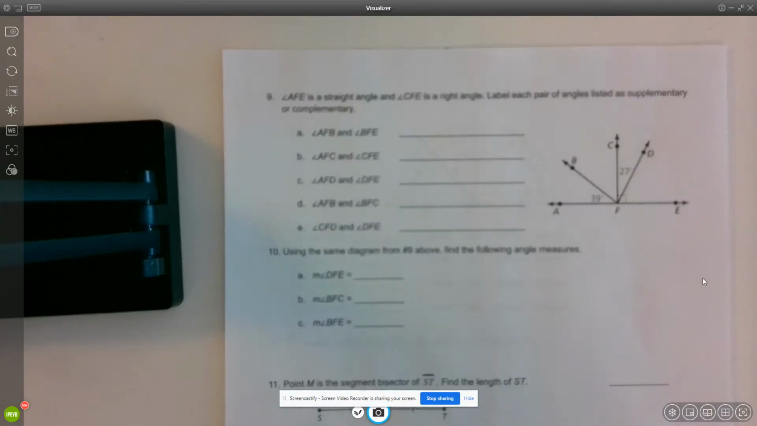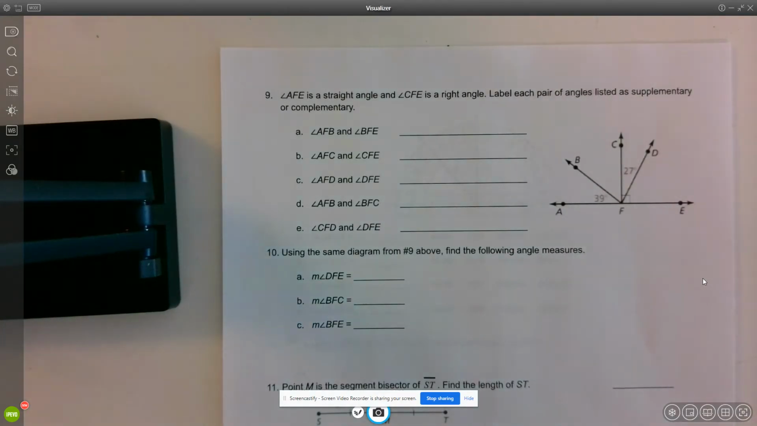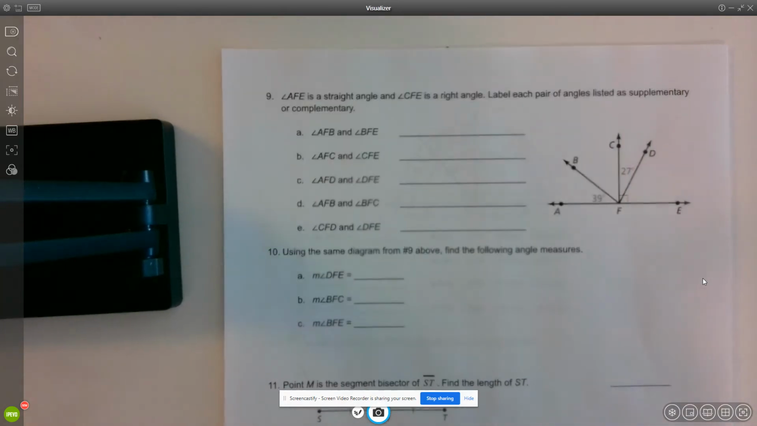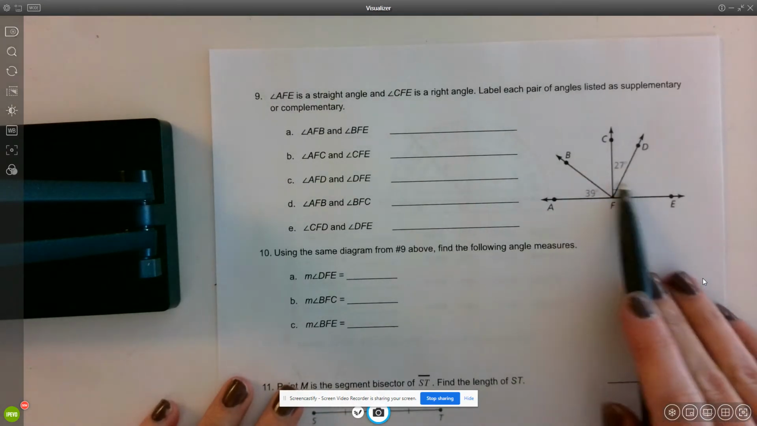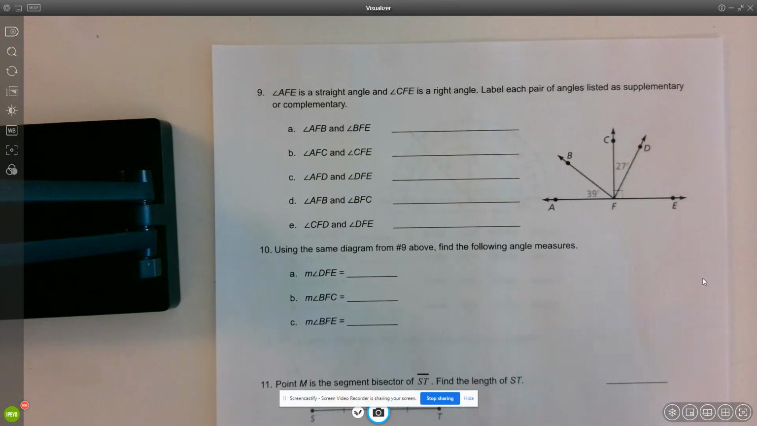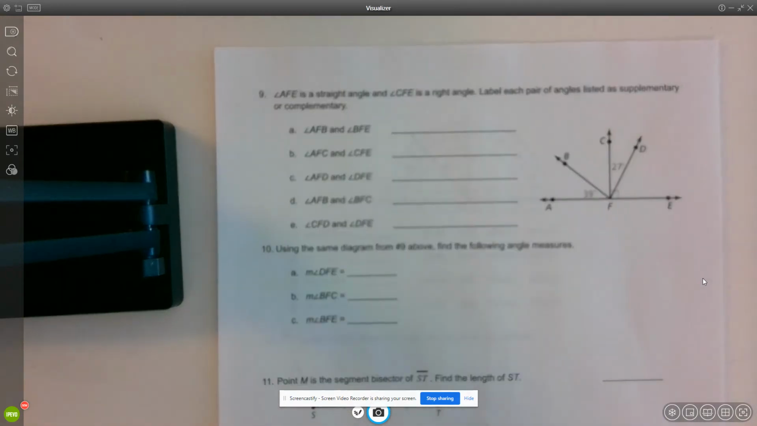This video will cover page 3 of the Chapter 1 review, number 9, 10, 11, and 12. So in number 9, we're going to have to say whether the angles are supplementary or complementary. Before we do that, I think it would be helpful if we go in this picture and we find some of these missing angle measures.